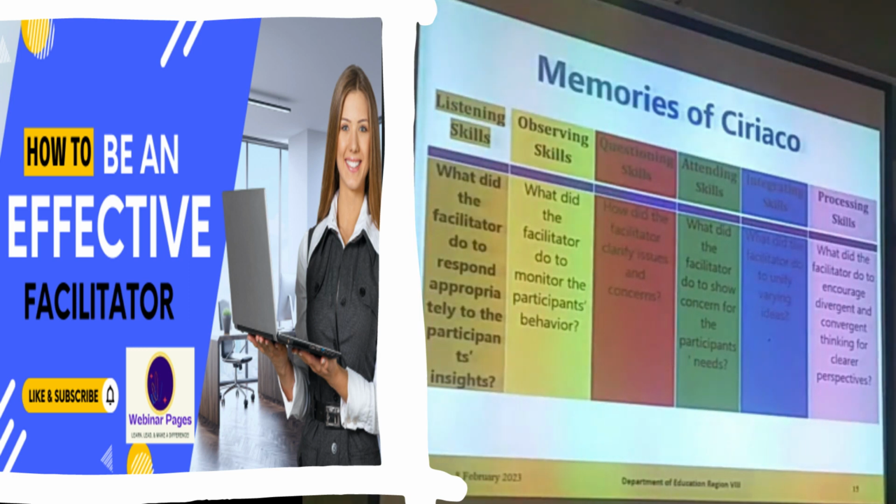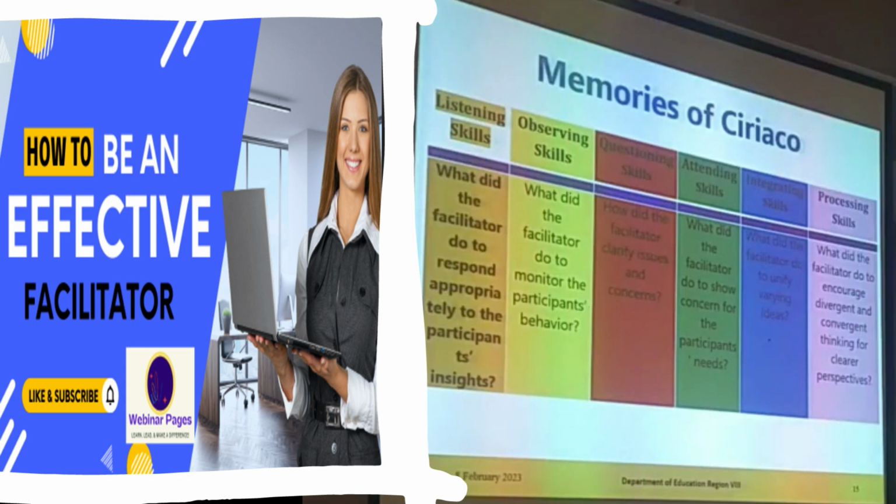For the second question, what did the facilitator do to monitor the participants' behavior? Here, the facilitator monitored the participants' behavior by roaming around the session hall. That's observing skill. So you roam around the session hall, setting the mood. Next question, how did the facilitator clarify issues and concerns? As mentioned earlier by Calbayog, they're communicating. And when they communicate, they ask questions. So that is the questioning skills.